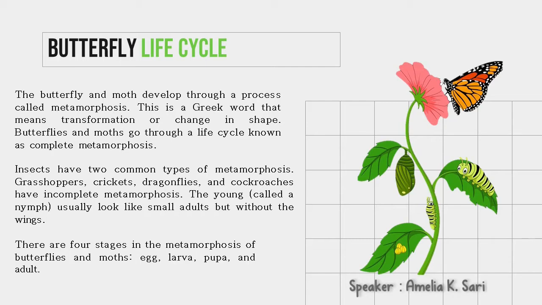Grasshoppers, crickets, dragonflies, and cockroaches have incomplete metamorphosis. The young, called a nymph, usually look like small adults but without the wings. Butterflies, moths, beetles, flies, and bees have complete metamorphosis. The young, called a larva instead of a nymph, is very different from the adults. It also usually eats different types of food. So this is egg, larva, pupa, and adult.